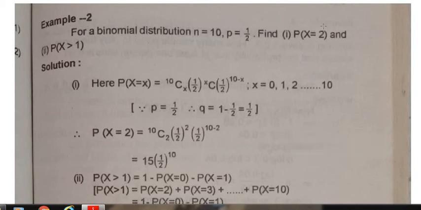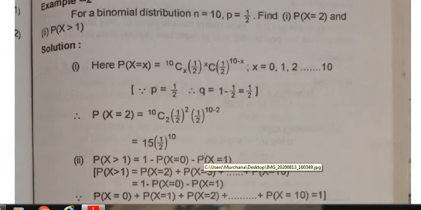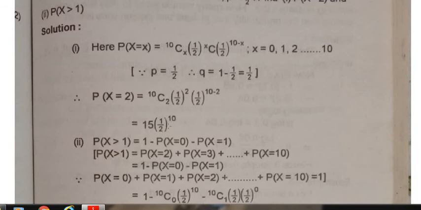And P(x equals 2): here we just put x equals 2. This will be 10C2 (1/2)^2 (1/2)^(10-2). After calculating, we get 15 into (1/2)^10.